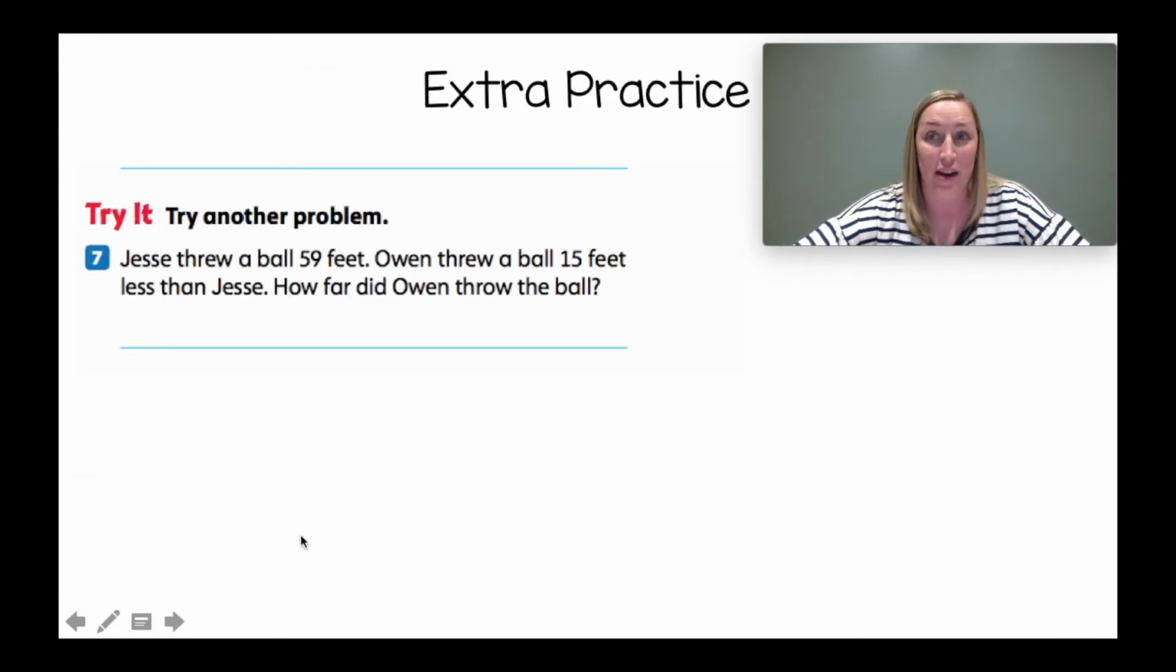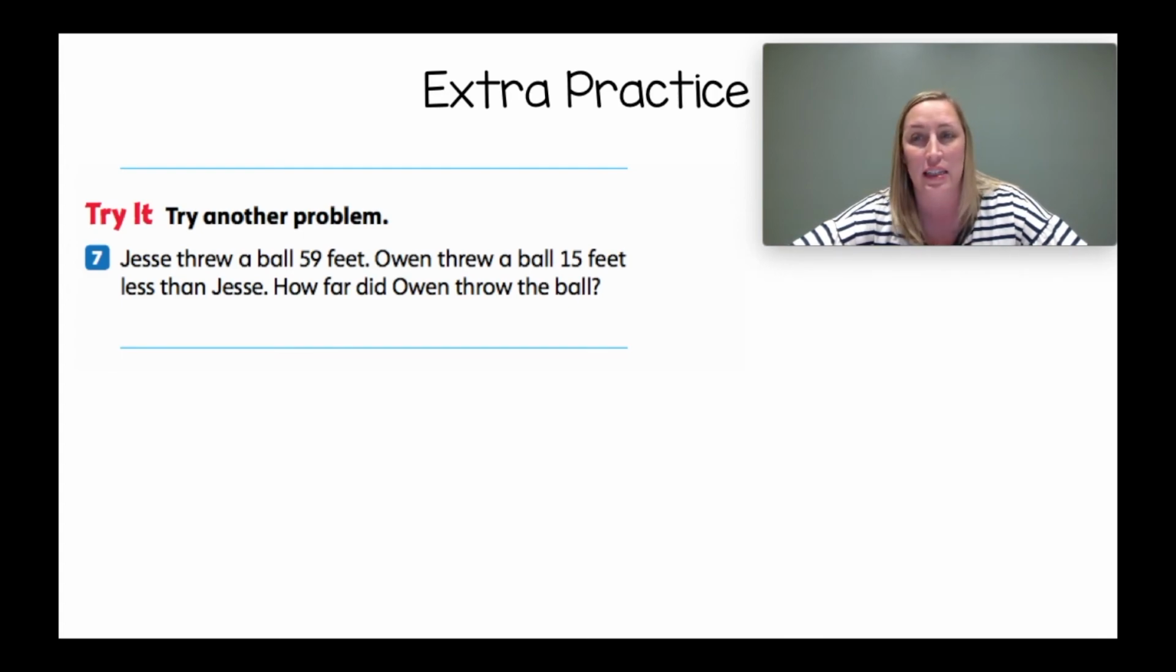So let's read it first so that we know what we're doing. Jesse threw a ball 59 feet. Owen threw a ball 15 feet less than Jesse. How far did Owen throw the ball? So when you think about 59 feet and then he did 15 feet less, think to yourself, does that mean I should add or should I subtract? All right, pause the video and solve your problem.